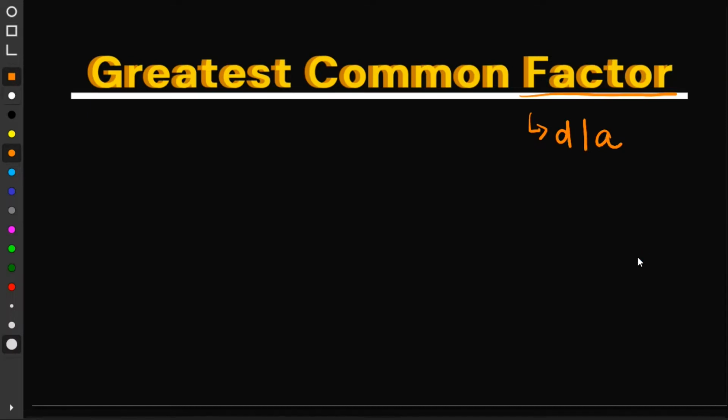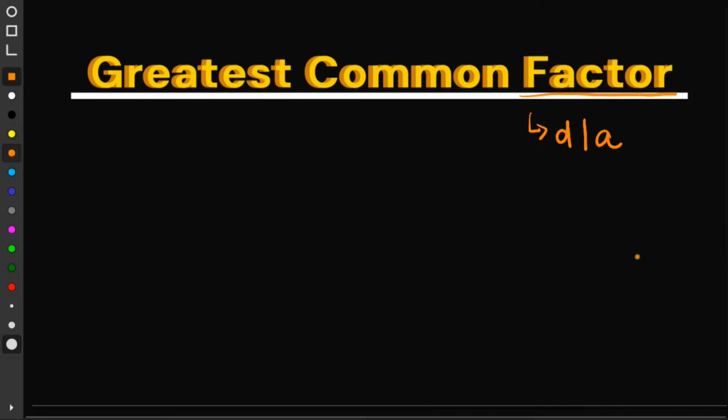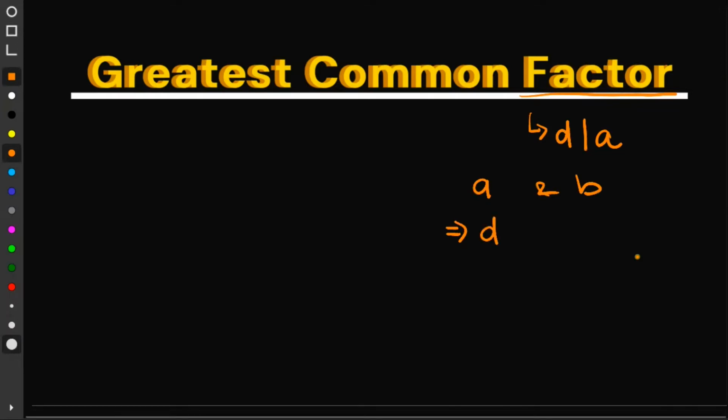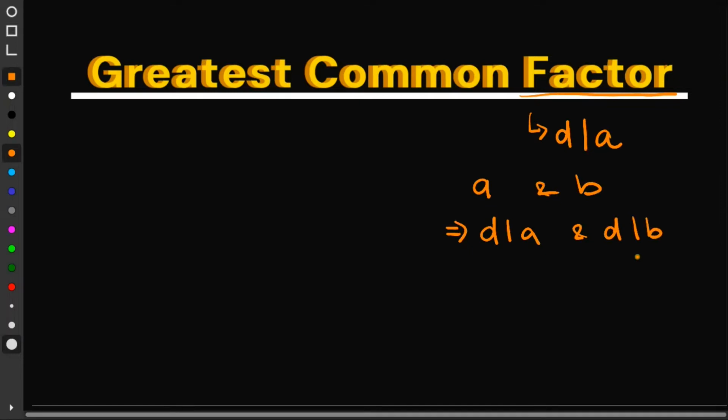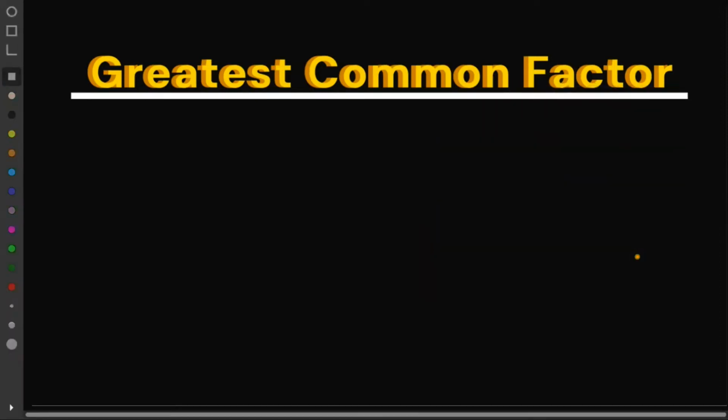Now when we say common factor, that means that if we have two numbers A and B, then D divides A and D divides B, since D is a common divisor of A and B. So when we say the greatest common divisor, this is the greatest D that divides two or more numbers.